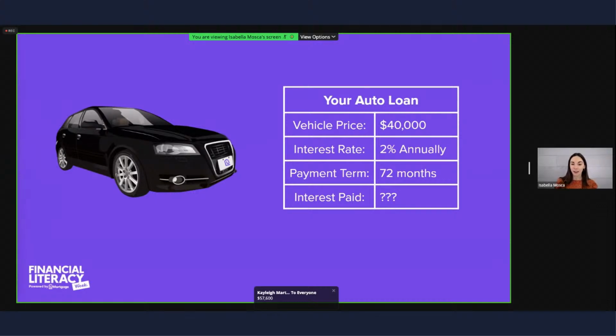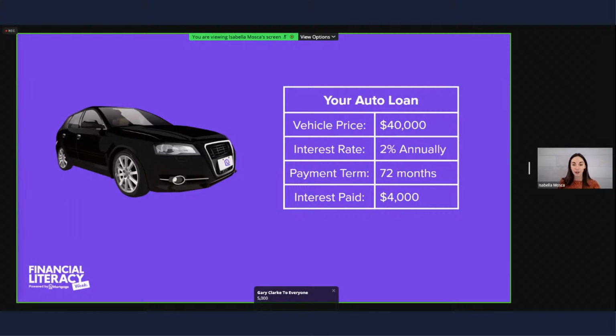Kaylee, that is a great guess. You're a little high, but that is correct. We have $4,000. That would bring the total cost of the vehicle to $44,000.